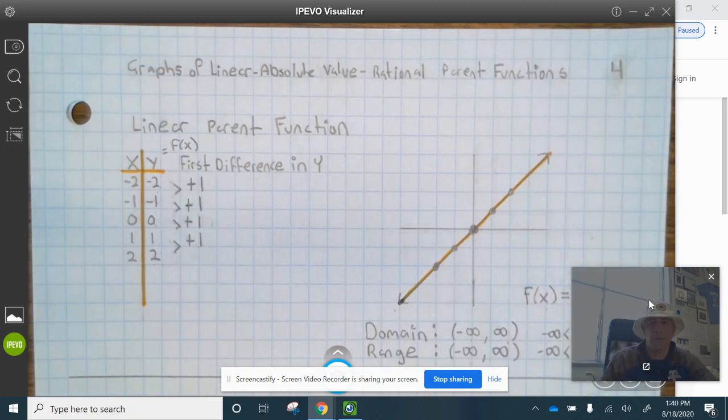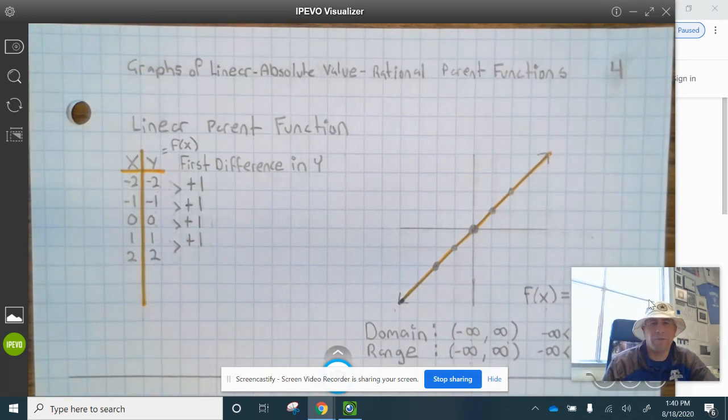Okay, Wildcats. Today we're looking at Journal page 4, graphs of linear, absolute value, rational parent functions. Okay, let's start with the linear parent function.